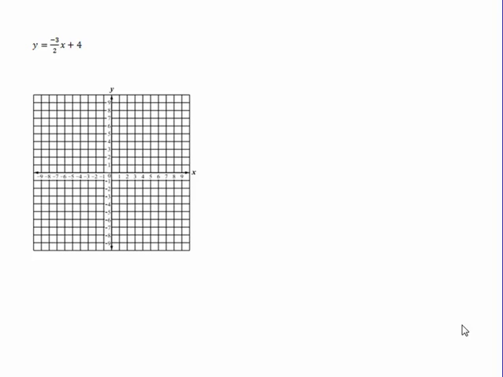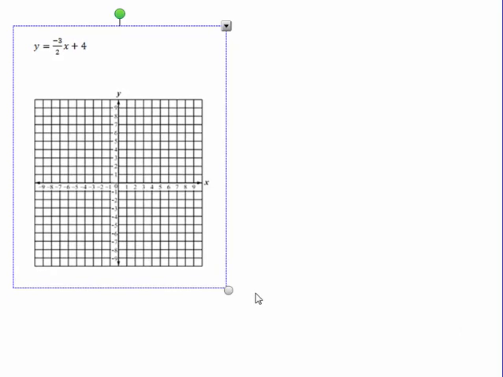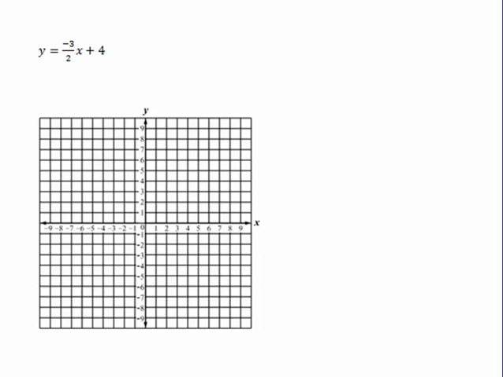So I want to be able to take a look at the formula sheet that you have, and I want to be able to graph a line with any one of those formulas that you have, all four of them. And I want to start with the one that we're most familiar with, and that is this guy here. That's the slope-intercept form.